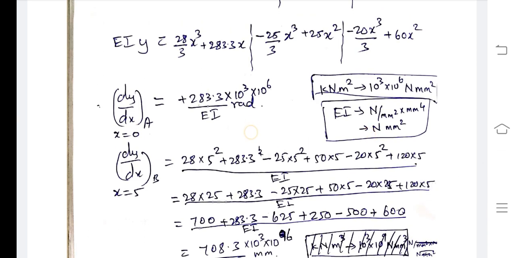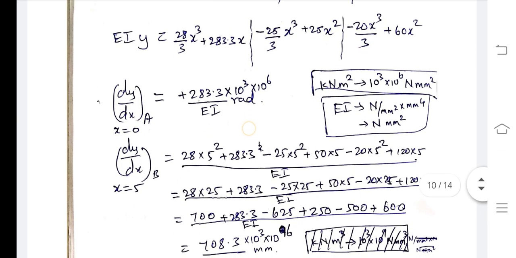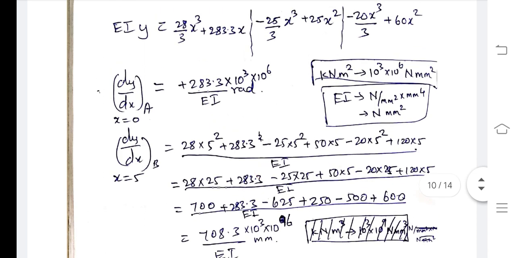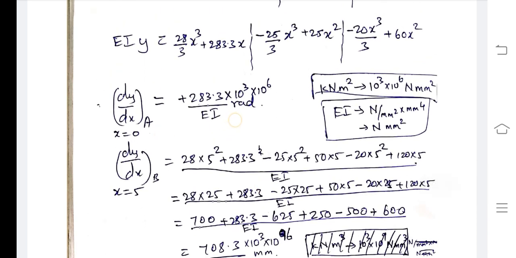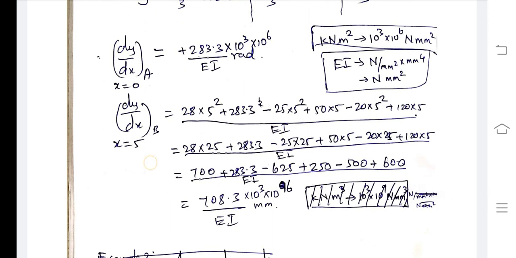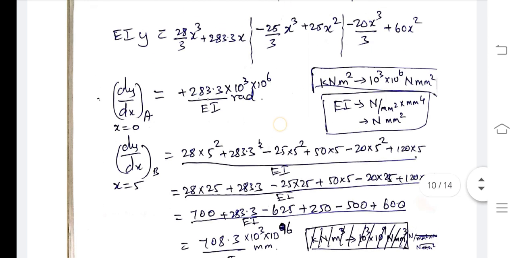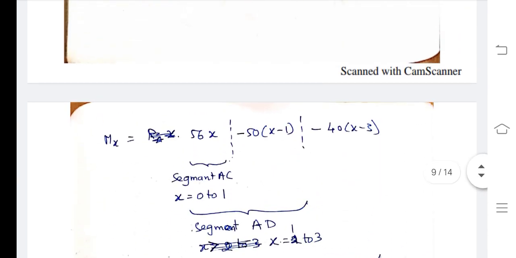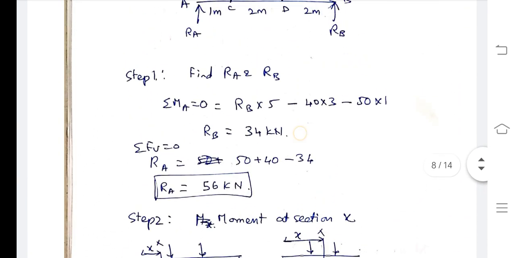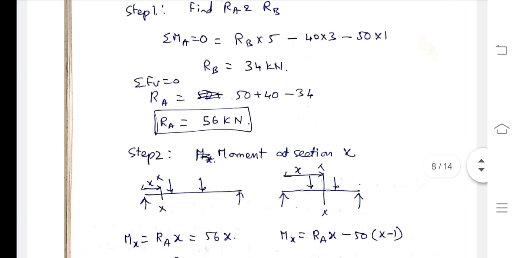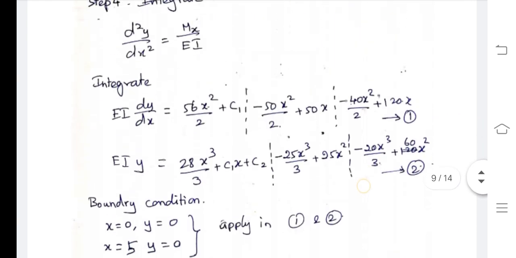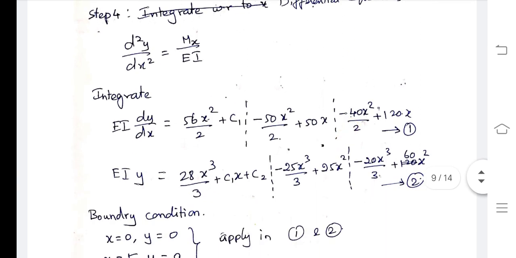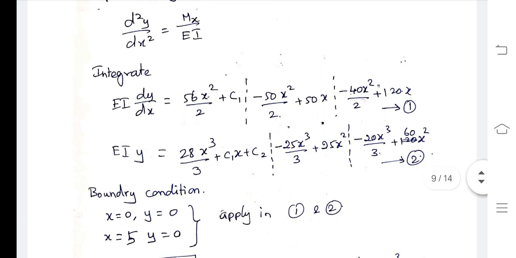Here the slope is asked at A and at B. You can see that at A only the first segment is applied, and for B, that is x equal to 5, all the three segments are applied. Here a little bit of conversion is required. You can see that till here you have substituted the load as kilonewton, and the moment as kilonewton meter, but you have the E value in Newton per mm square and I in mm power 4.